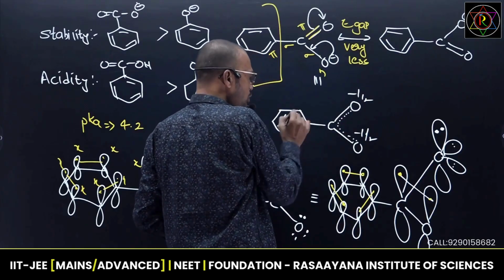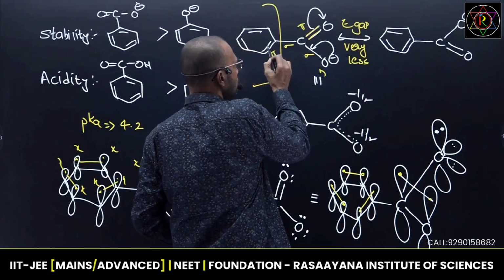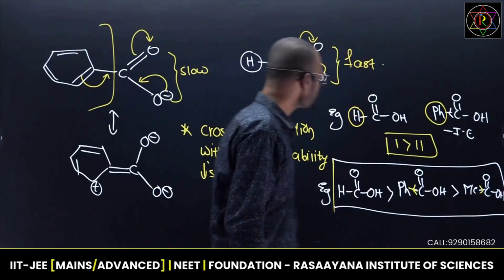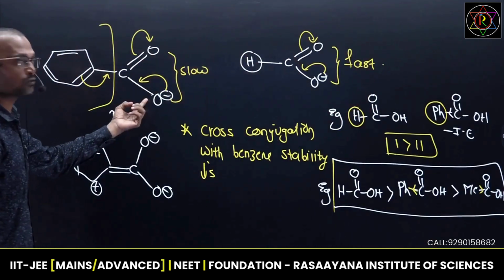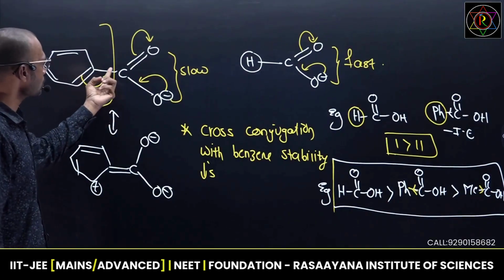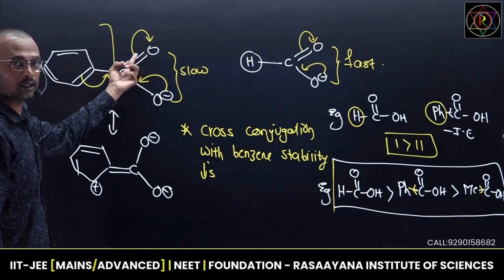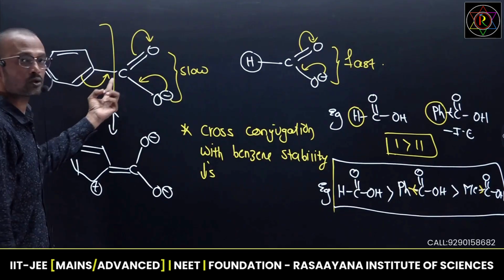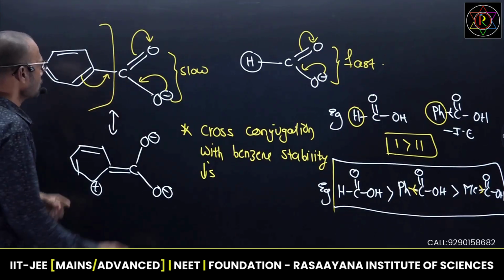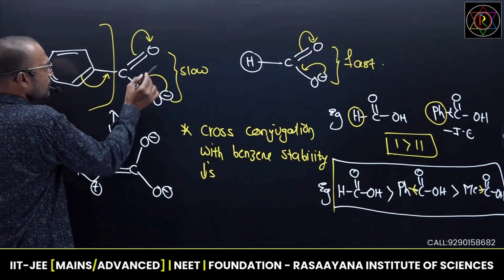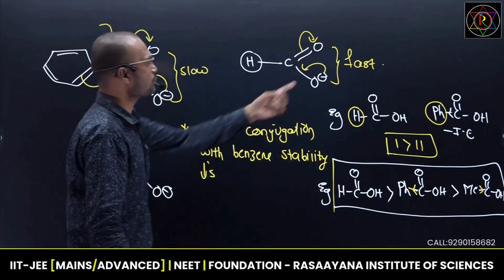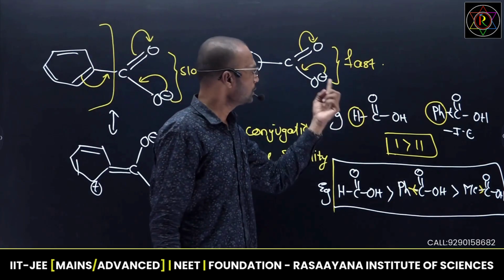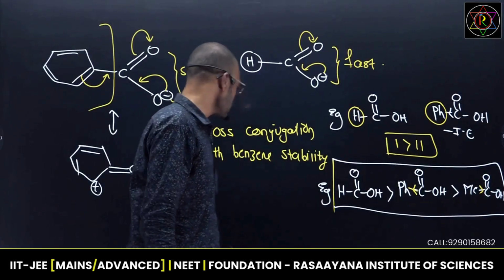But this resonance is disturbed by benzene, because benzene also conjugates with the carboxyl group. So it becomes very slow. When benzene pi electrons are conjugated with C double bond O, the right side resonance gets disturbed. That is called cross conjugation. Due to benzene cross conjugation, this stability decreases; this resonance is slow and this one is fast. If it is fast, it is more stable; otherwise less stable. That's why formic acid is more acidic as compared to benzoic acid.